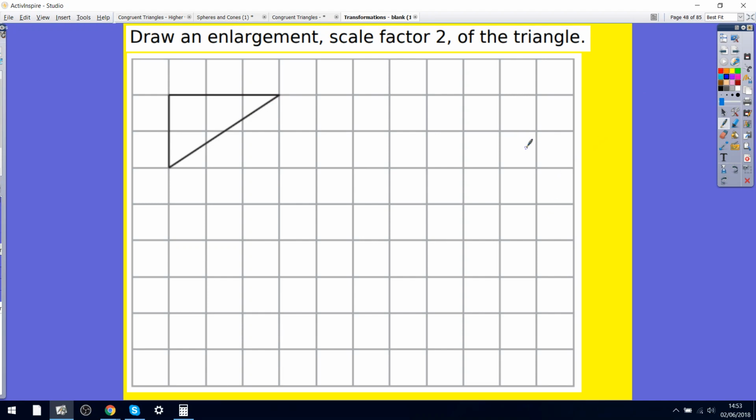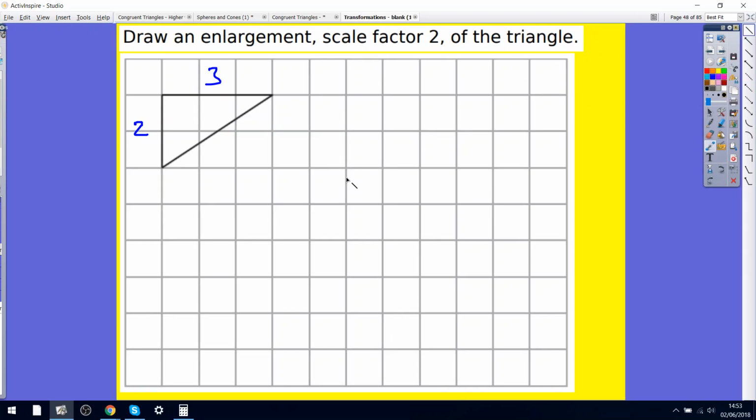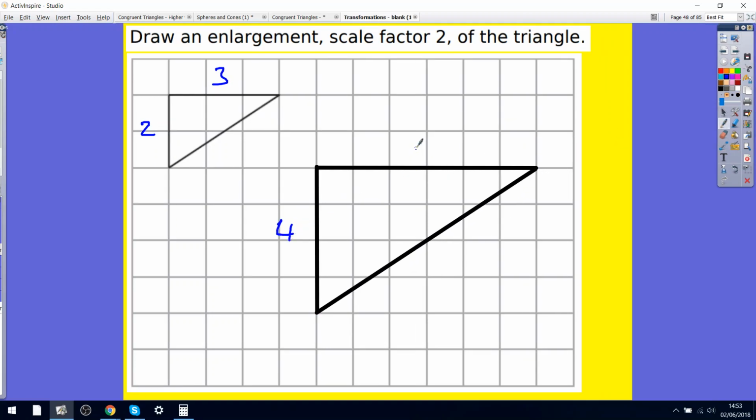Okay, an enlargement of this triangle, scale factor 2. Any idea what that's about? You just double all the lengths. So this one becomes 4, this one becomes 2, 1, 2, 3, 4, 5, 6. This one becomes 6, and then I don't know what the last one is, but you don't have to. You can just join those up. So that's an enlargement of scale factor 2. That's all there is to it.